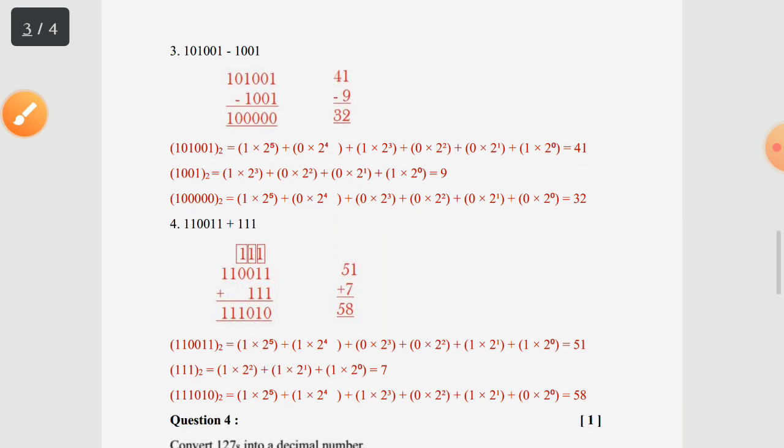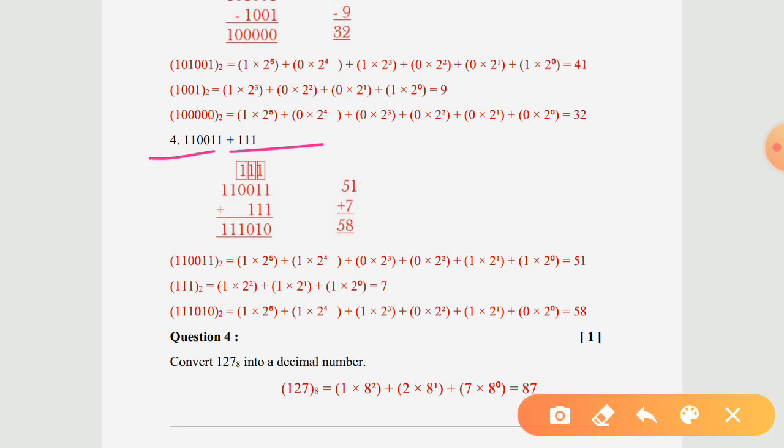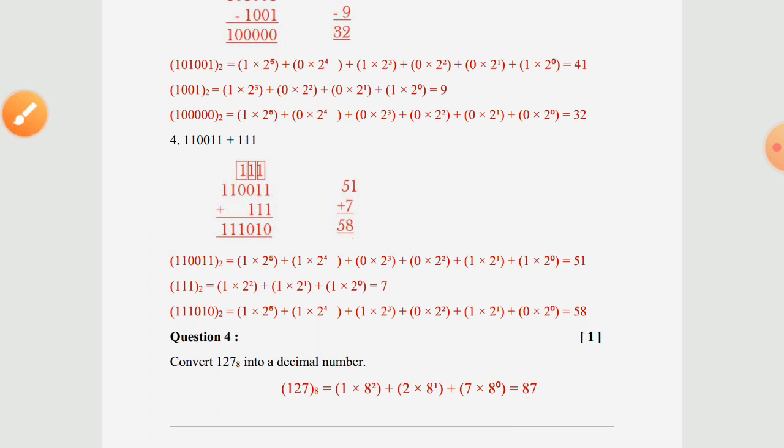The last one, 110011 plus 111. Over here is the solution. These are basically the carry portion, and the answer is 111010. Over here is the checking part. So match your answers.